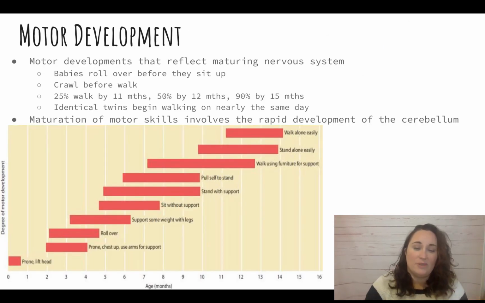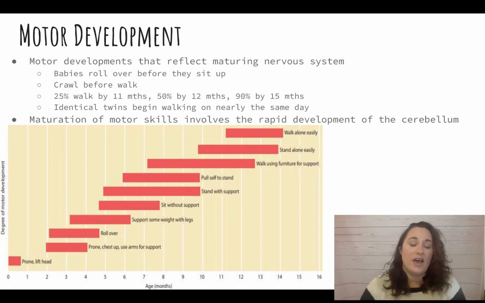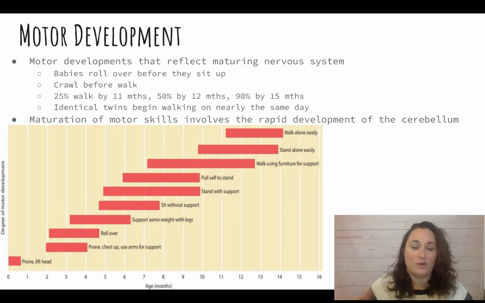So here are some examples in terms of motor development, right? We all tend to roll over as babies before sitting up. We tend to crawl before we learn to walk. And then there's that range, right? If you look at this chart, there's a range of when we tend to walk or do any of these things. It's not exactly the same day. Identical twins actually do tend to do it on or near the same day.